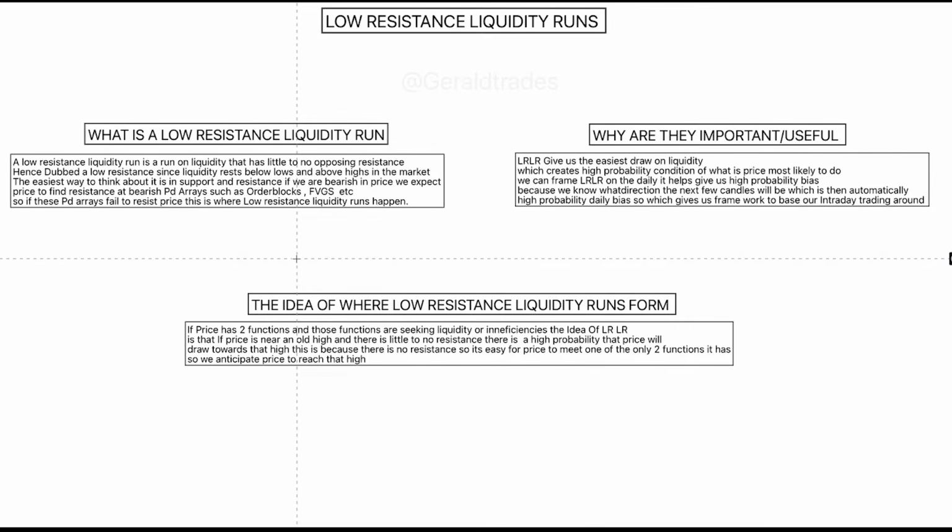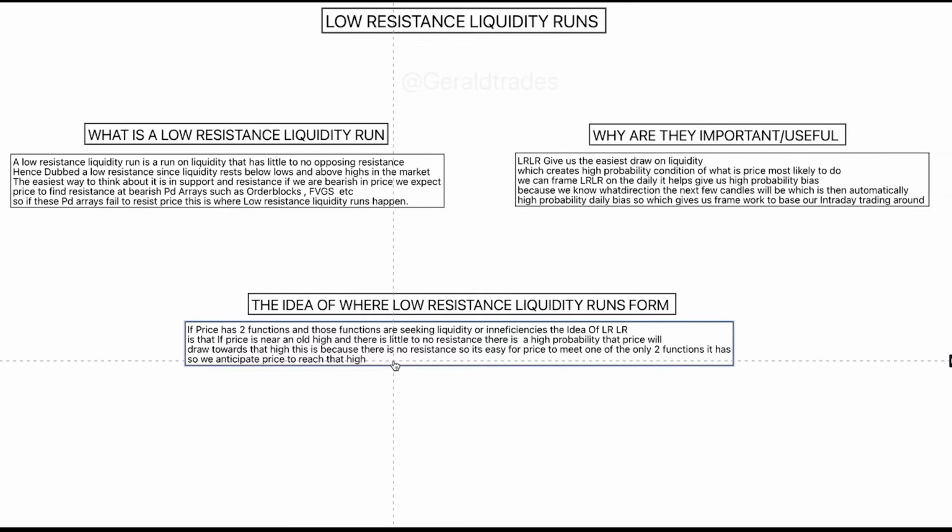If price is near an old high on a daily chart, that is a high probability condition based on the core function of price that price will draw towards that high. And this is because there is no resistance, so it's easy for price to meet one of the only two functions it has. So we anticipate price to reach that high.